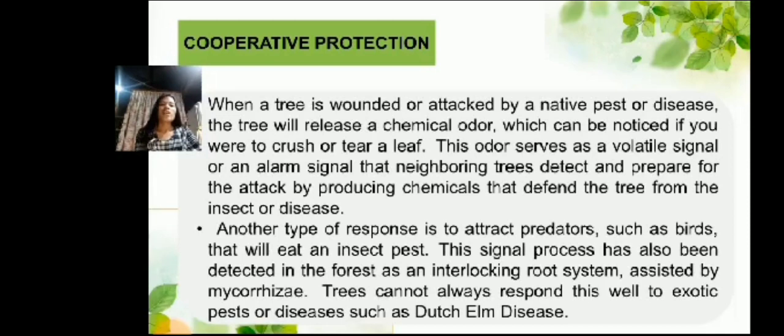Trees cannot always respond this well to exotic pests or diseases such as Dutch elm disease. So, trees have many strategies to fight off pests. For example, they can produce different toxins against invaders, or they can induce a rapid cell death to kill diseased cells that hinders the disease from spreading throughout the tree.